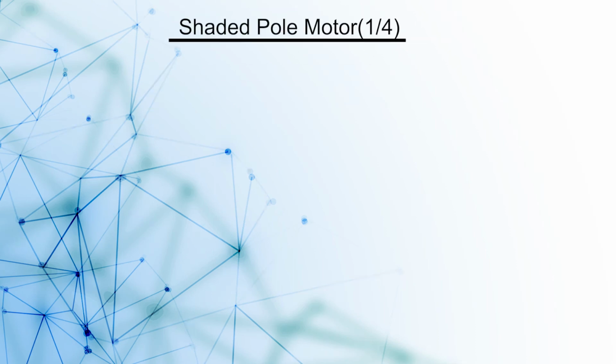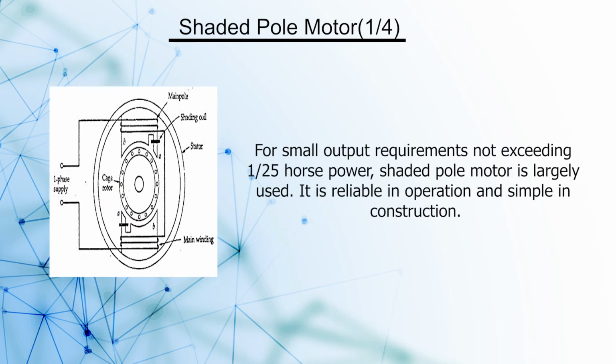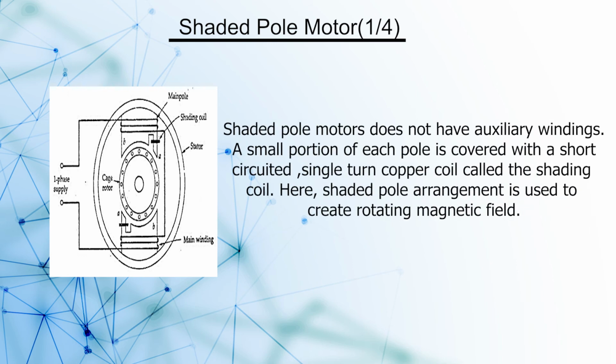The last motor we have come to is the shaded pole motor. For small output requirements not exceeding 1 by 25 horsepower, the shaded pole motor is largely used. It is reliable in operation and simple in construction. Now, these motors do not have any auxiliary winding, but then how are we going to create two phases? A small portion of each pole is covered with a short circuited single turn copper coil called the shading coil.